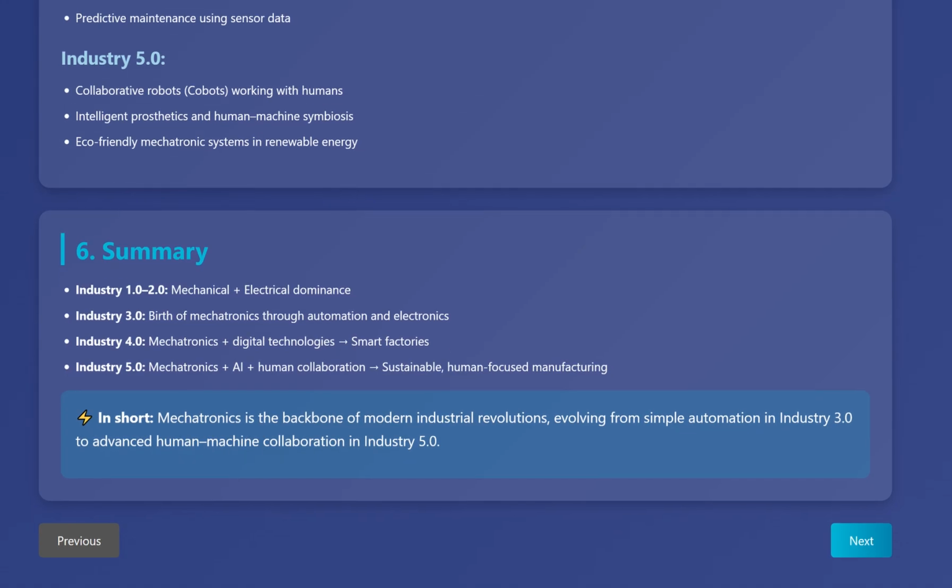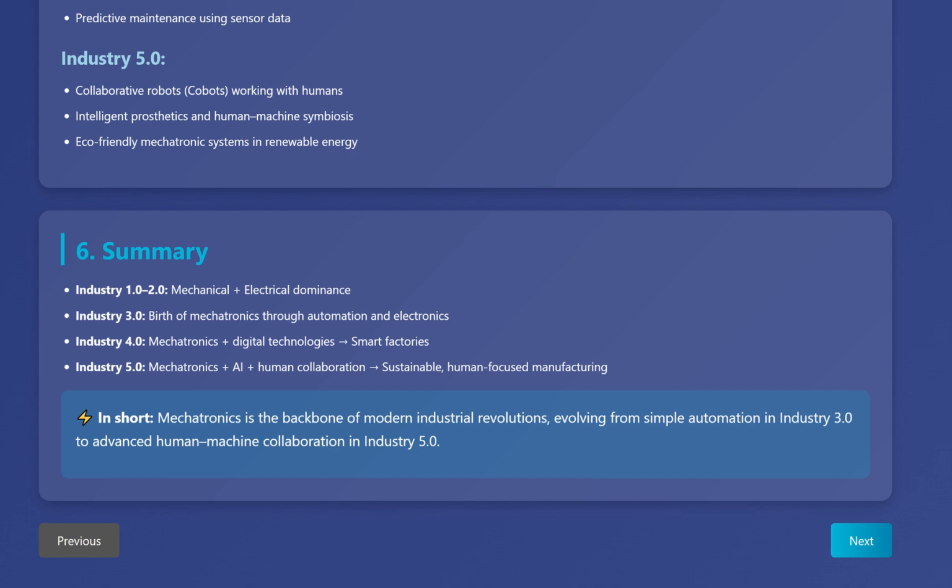An overview or summary. Industry 1.0 to 2.0 was about mechanization and electrification. That's where we had the aspect of mechanical and electrical dominance. Then when we come to Industry 3.0, this was the birth of mechatronics, because there was automation and electronics. Now Industry 4.0 is where we have mechatronics looking at digital technologies, for the purpose of automating your industries or smart manufacturing.